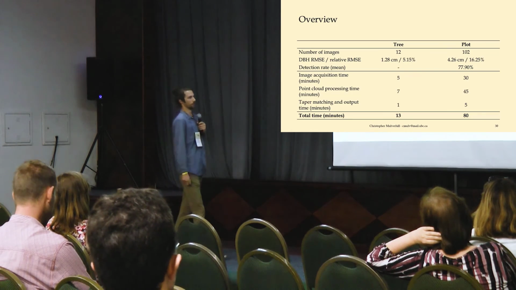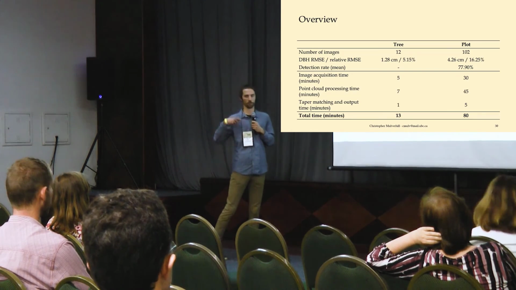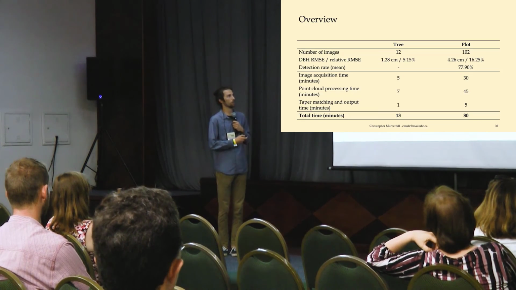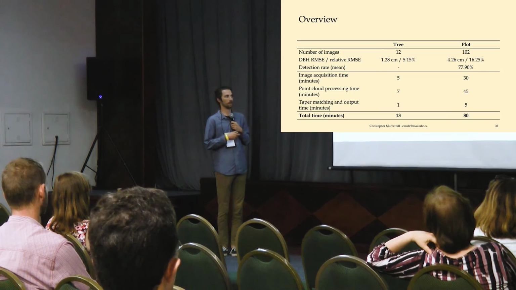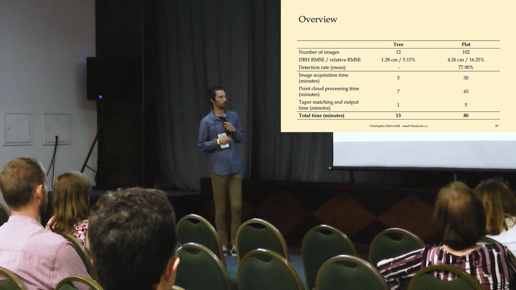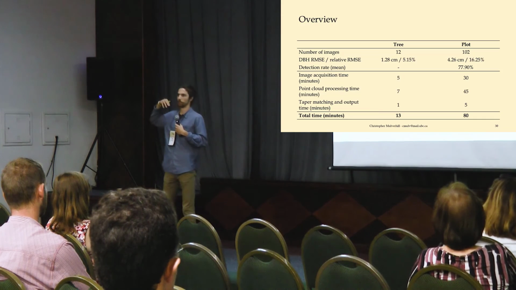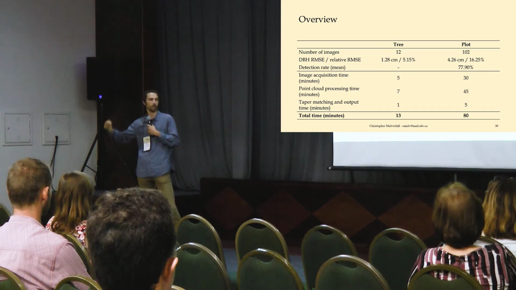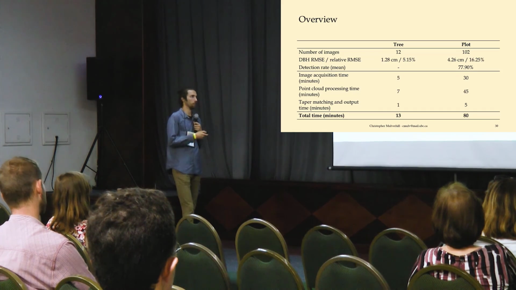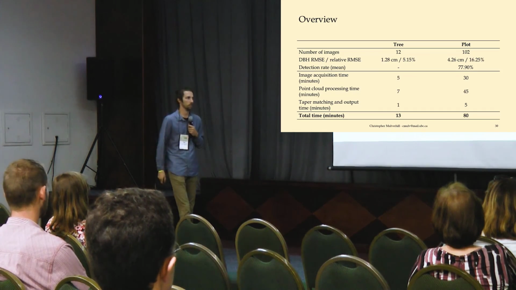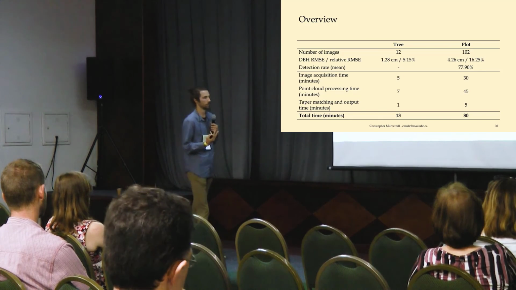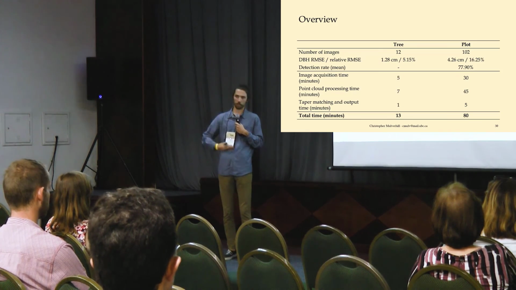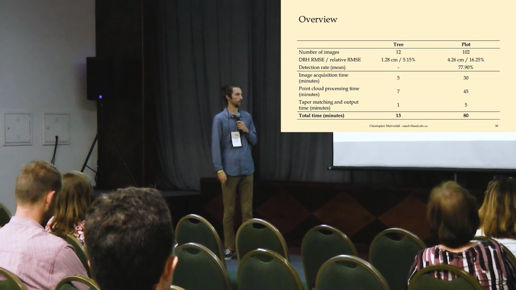So to sum up here, as I mentioned, we were trying to reduce that processing time and computing time. For the individual trees, we spent about 13 minutes total from acquiring the images to processing the point clouds and matching them to those taper curves. And then on the plot, using 102 images, we achieved those accuracies using about 80 minutes of time going from taking the images to processing them.